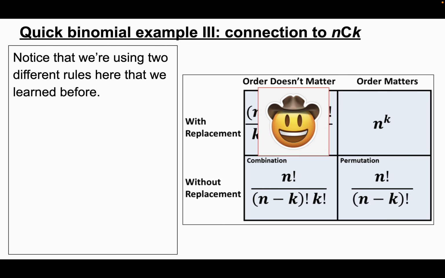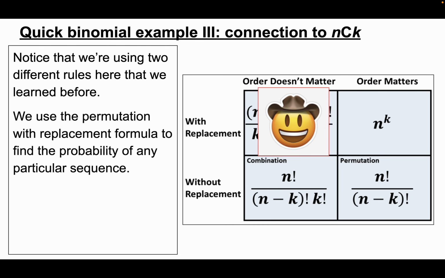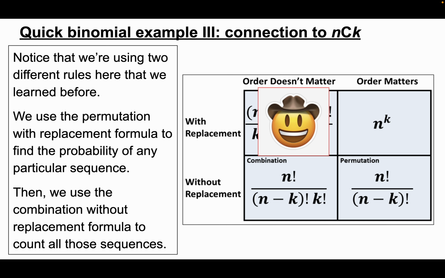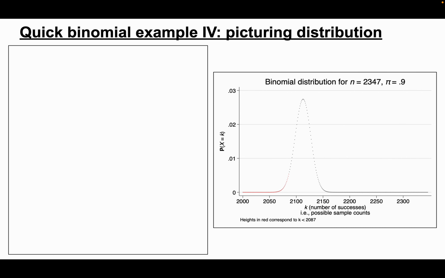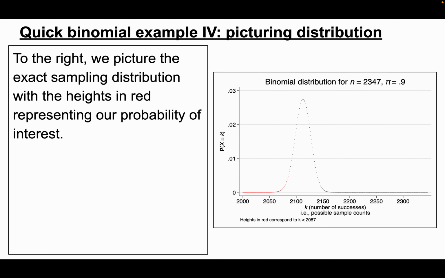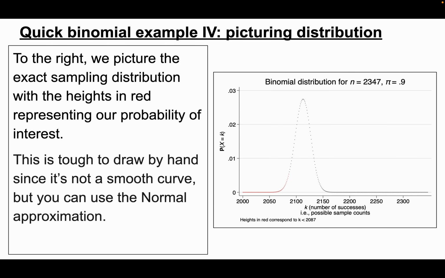So note that we're using 2 different rules here that we learned before. We use the permutation with replacement formula to find the probability of any particular sequence. So that's this thing here. That's how we used that before. But then we use the combination without replacement formula to count all of those sequences. So here we can picture the exact sampling distribution with heights in red representing our probability of interest.